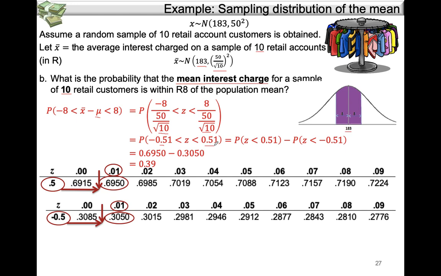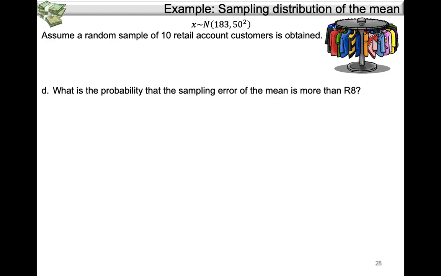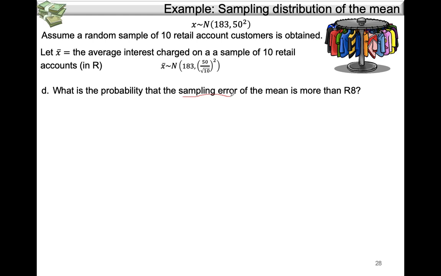In question D, what is the probability that the sampling error of the mean is more than 8 rand? So the sampling error, we need to remember, is the absolute difference between X bar and mu. So our random variable of interest is still X bar, and X bar has a normal distribution with a mean of 183 and a variance of 50 divided by the square root of 10, squared. So this is equal to the probability of the absolute difference between X bar and mu being greater than 8.